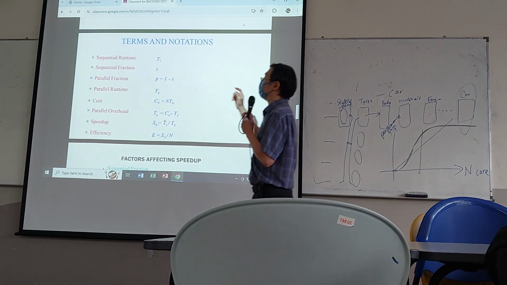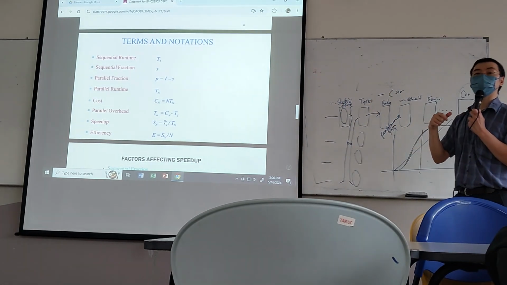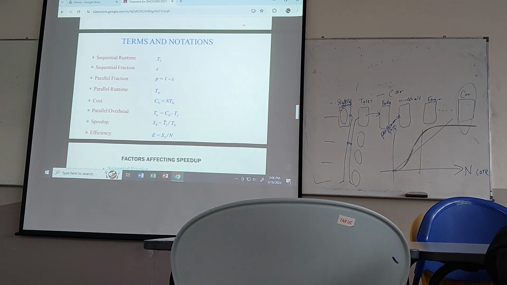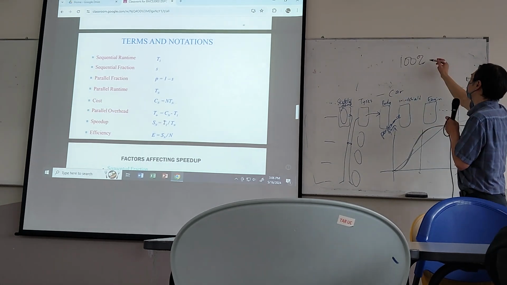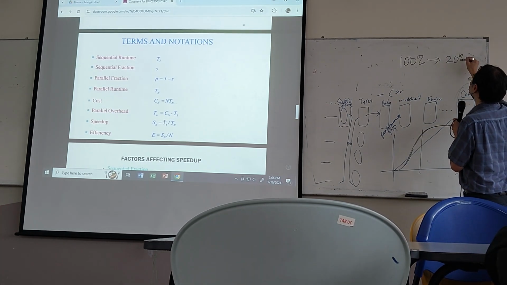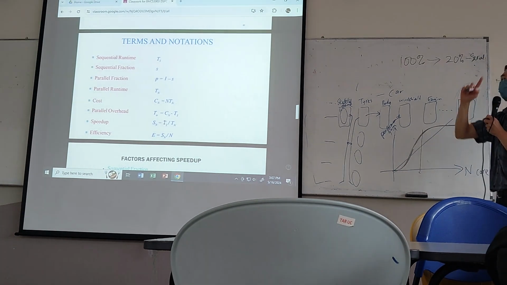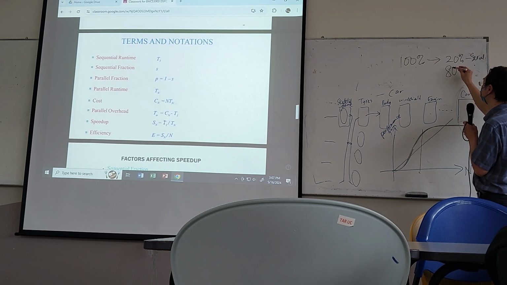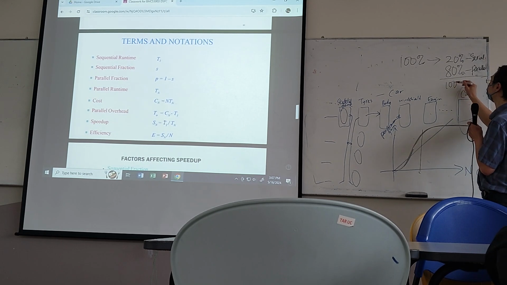Okay? Now, how about the parallel fraction? The parallel fraction is the fraction of code that can be parallelized. Right? So let's say you take 100%, okay, let's write it down. If your code is 100%, of course, your full code is 100%, right? Now, a portion of it, let's say 20%, cannot be parallelized, so you have to run it in serial. That means one thread when you run this. You cannot run in parallel. Okay? That means the rest, 80%, can be parallelized, right? You can run in parallel. And when you add these together, it's 100%.